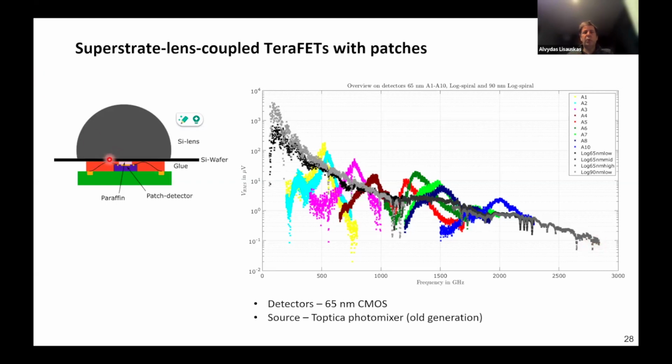If we now use patches, as I showed there, with improved coupling and better focusing, then we exceed the performance of a broadband device by almost an order of magnitude here. This was expected, and it's also a very nice implementation towards future frequency resolved systems.